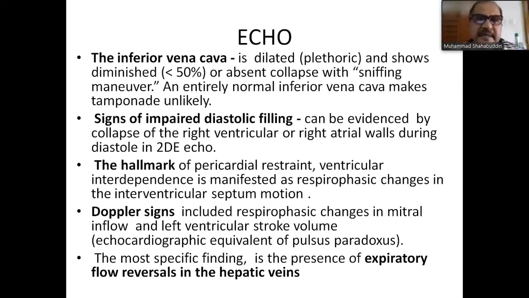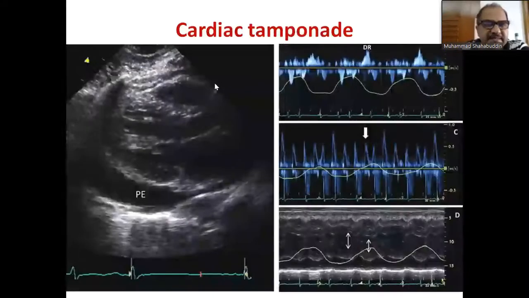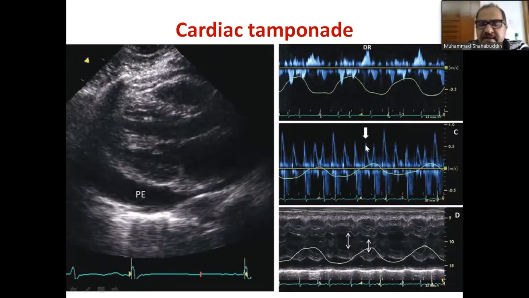On echocardiogram, there are many signs by which we can detect pericardial effusion. That is a dilated inferior vena cava, a sign of impaired diastolic filling. There is an inspiratory and expiratory variation in inflow pattern in mitral velocity. That is the hallmark of pericardial restriction and a Doppler sign, along with expiratory hepatic vein flow reversal. These are the findings of pericardial effusion detected on echo. And this is the inspiratory and expiratory inflow of the mitral valve. If you put the Doppler echocardiogram on the mitral valve, you will find this variation in expiration and inspiration.